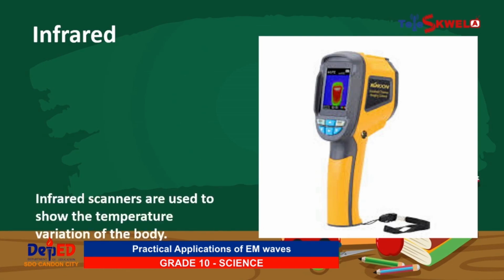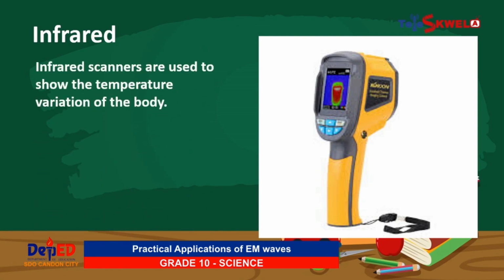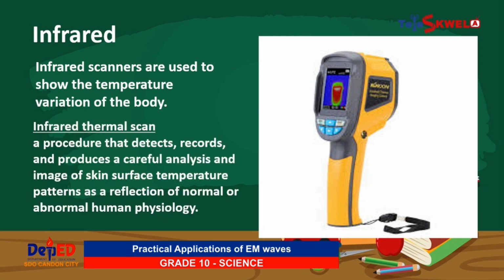Infrared scanners are used to show the temperature variation of the body. An infrared thermal scan, or thermography or thermal imaging, is a procedure that detects, records, and produces a careful analysis and image of skin surface temperature patterns, or body heat, as a reflection of normal or abnormal human physiology. So, infrared can be used for medical diagnosis.